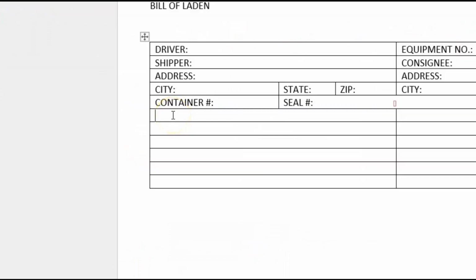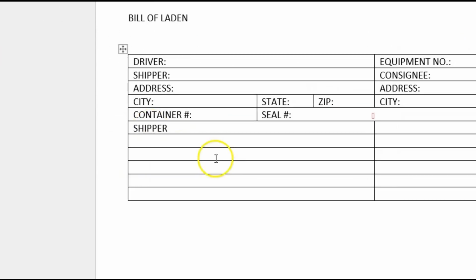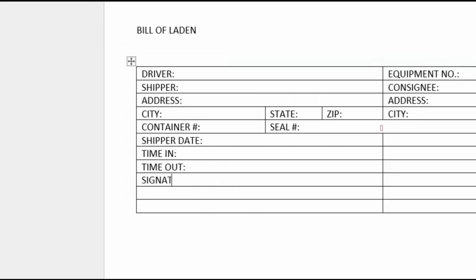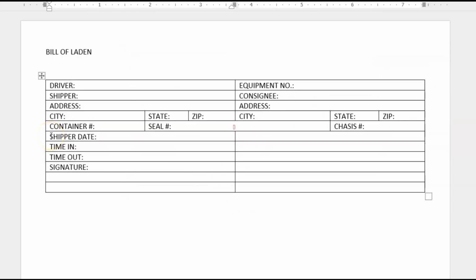The sixth row is going to have shipper date, time in, time out, signature. Now this time I'm not going to type it over, I'm just going to copy and paste. So I'm going to copy this, copy, I'm going to come over here to the next column, and I'm going to paste, right?